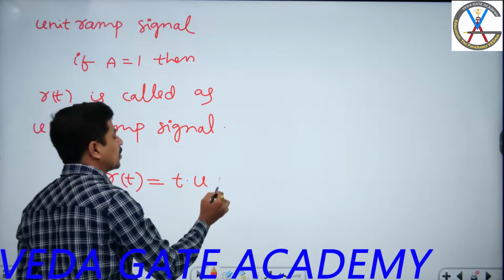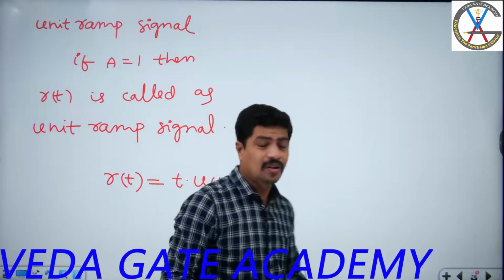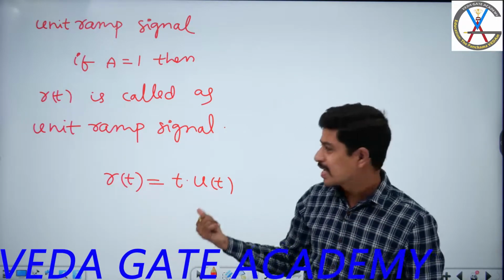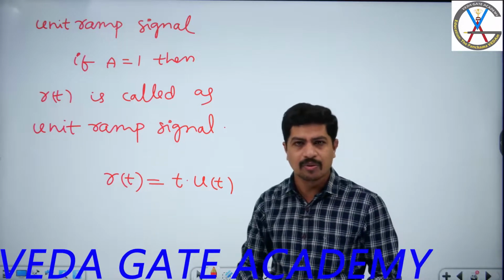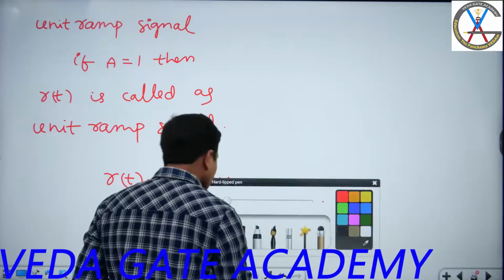T into u of t. That's it. I am not writing for t greater than 0, less than 0. That u of t will take care of it. U of t will say that it is equal to t for t greater than 0, equal to 0 for t less than 0. Now let us sketch the graph.